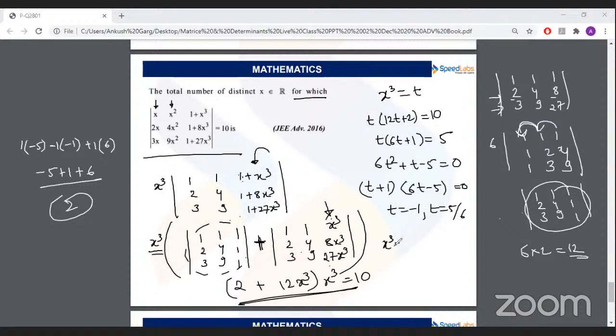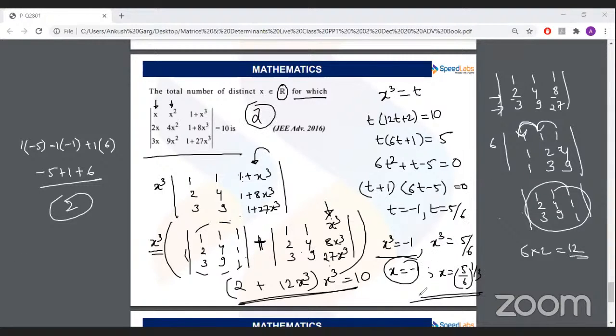What is t? t is x cube. So x cube equal to -1 and x cube equal to 5/6. So how many distinct x are you getting? Here we want real. So x equal to -1 and one value from here, that is cube root of 5/6. So basically two distinct values of x we are getting, right? So the correct answer will be 2. Okay, so simple application of this particular property.